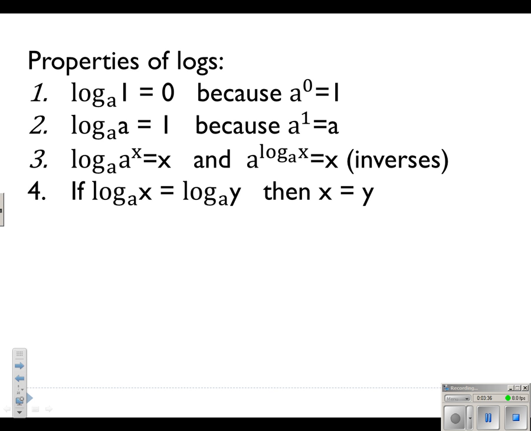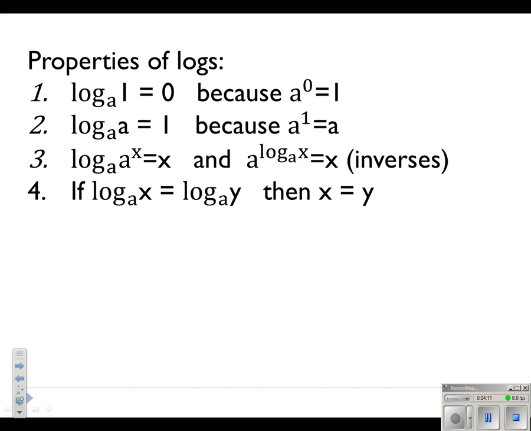Properties of logs. These are some relationships that we're going to need to become familiar with. Look through them. Take a look at the relationships between them. Log base a of 1 is equal to 0 because a to the 0 power is equal to 1. Log base a of a is equal to 1 because a to the first power is equal to a. Log base a of a to the x is equal to x. And a to the log a of x is equal to x.